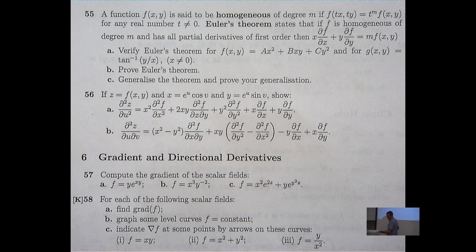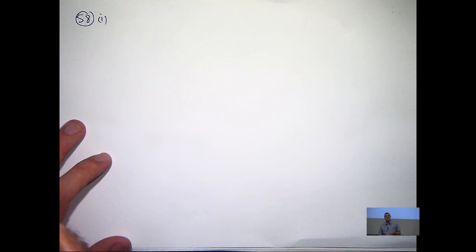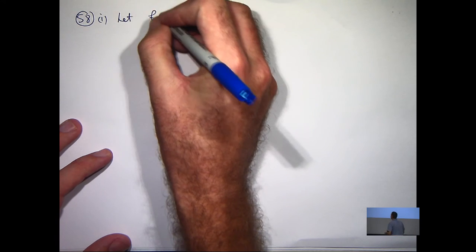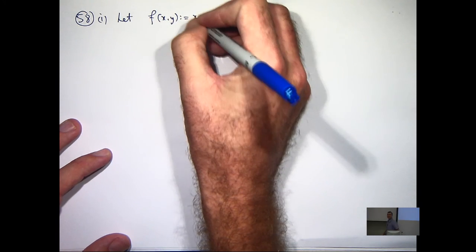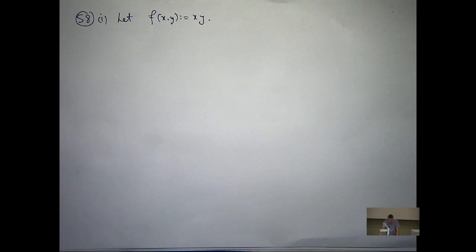So suppose you've got this function of two variables. Calculate the gradient of f, graph some level curves, f equals a constant, and indicate grad f at some points on the level curve. So this is a good question because it tests a couple of things associated with the gradient. Okay, so let's have a look. The first part of the question is calculate the gradient of f.